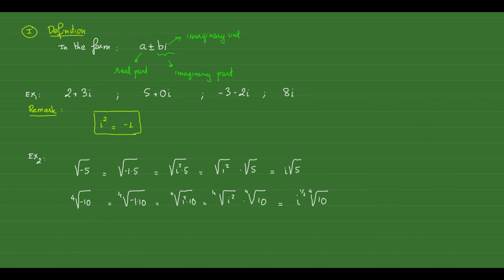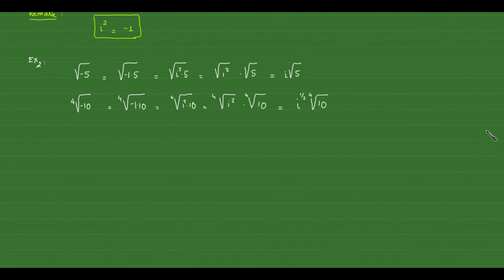Now let me give you another one, and in this example, you have to simplify a little bit. Example number 3 here: I want to simplify the square root of negative 48. Negative 48, I can write it as i squared times 48, and 48 is 16 times 3.